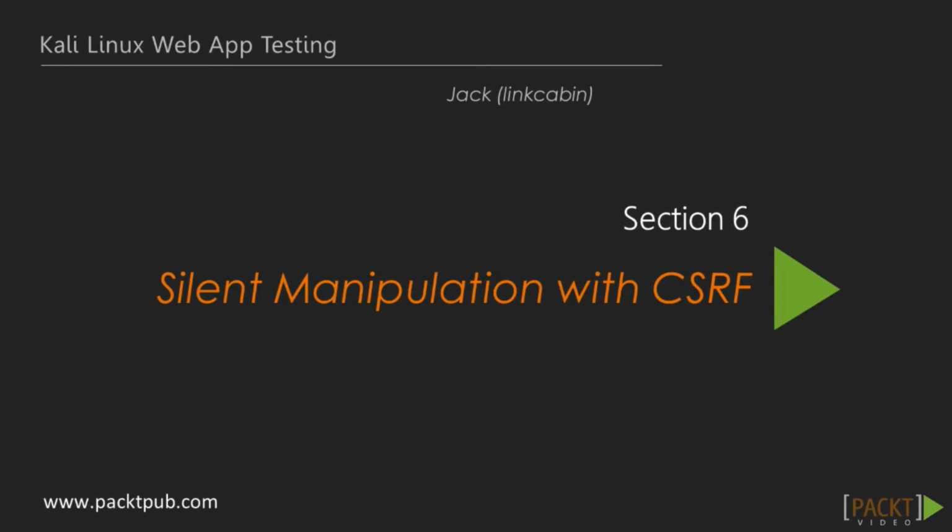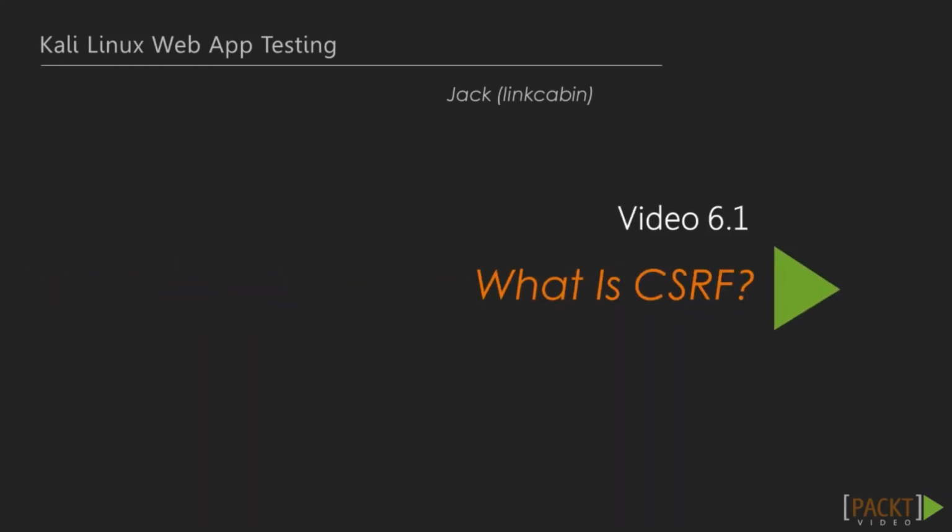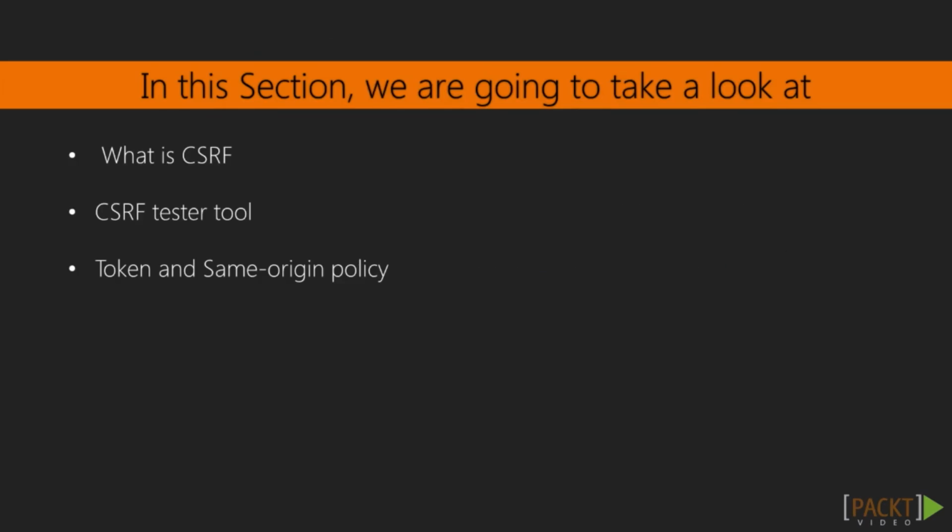Hi guys, in the previous section we looked at vulnerability scanners and also vulnerabilities such as open redirects and open proxies, tampering data in packets and information disclosure. In this section we'll take a look at a vulnerability which is CSRF. It stands for Cross-Site Request Forgery, and the section is Silent Manipulation with CSRF. In this section we'll see what CSRF is. We'll use a CSRF tester tool and see what token and same origin policy is.